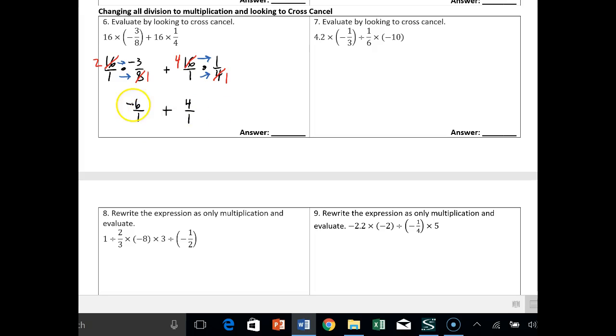Basically, all we're doing is adding a negative 6 plus 4. That's DSSM, if I remember my addition rules. That gives me negative 2 because I had more negatives. So there's my answer, negative 2. Let's look at number 7.